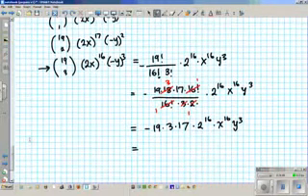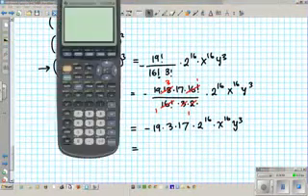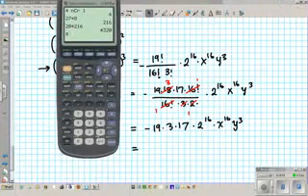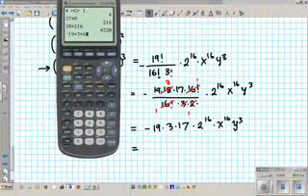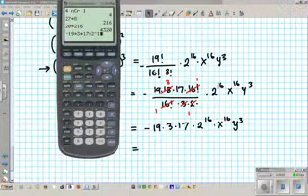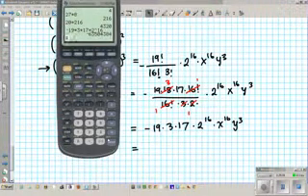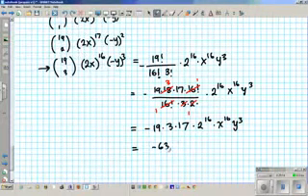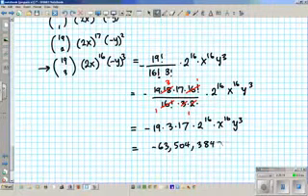So we're going to have negative 19 times 3 times 17 times 2 raised to the 16th power. Boom. 63,504,384. Okay? So let's write that down. Negative 63,504,384, x to the 16, y to the third.